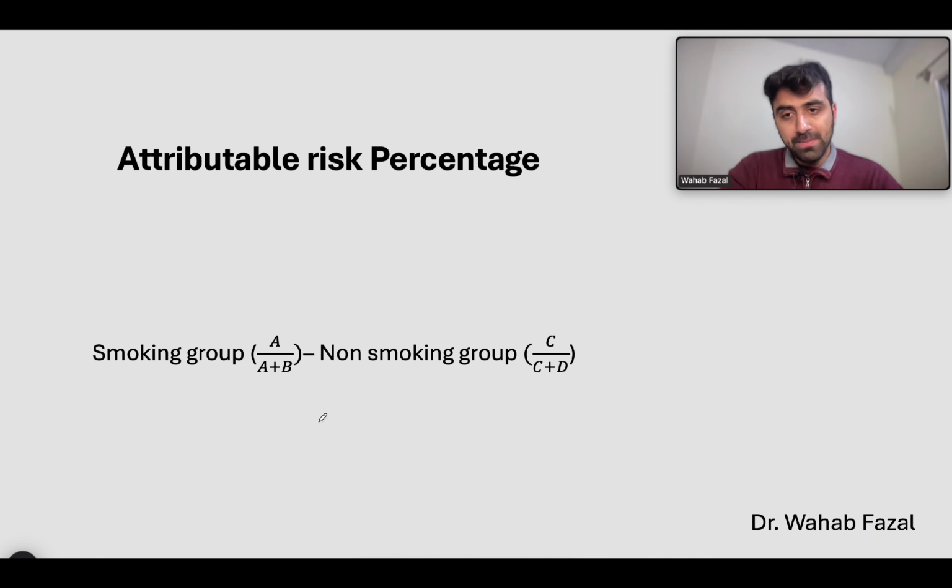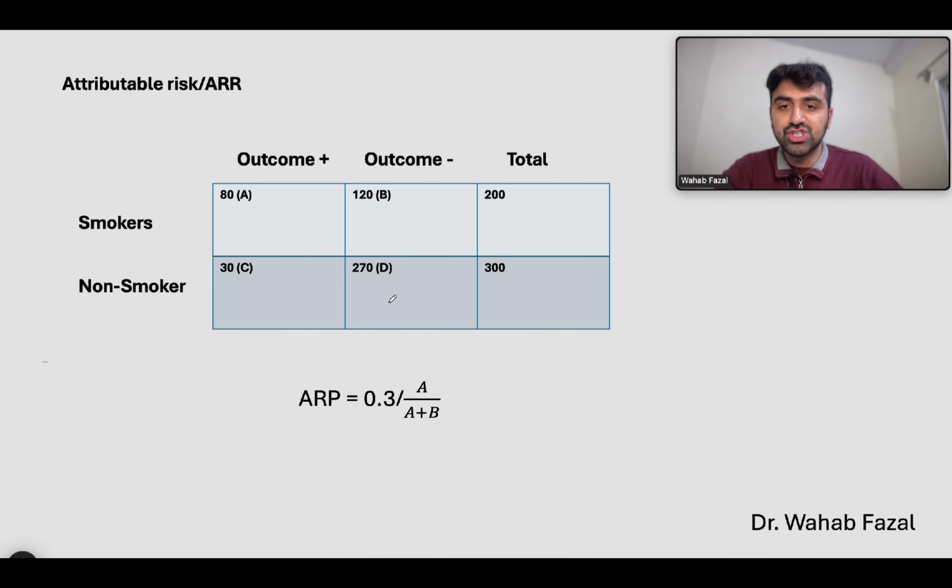Let's take an example: smoking group minus non-smoking group. This is a previous example in which we calculated the attributable risk value. So this came out to be 0.3. This was our chart for 0.3, and this was the table that we drew from that example.